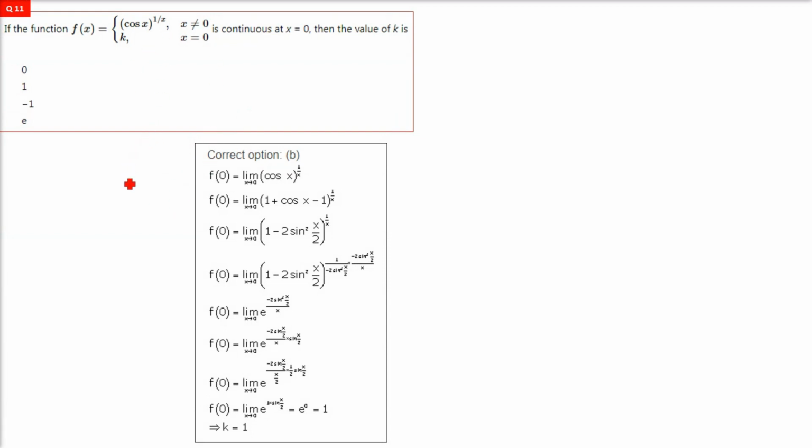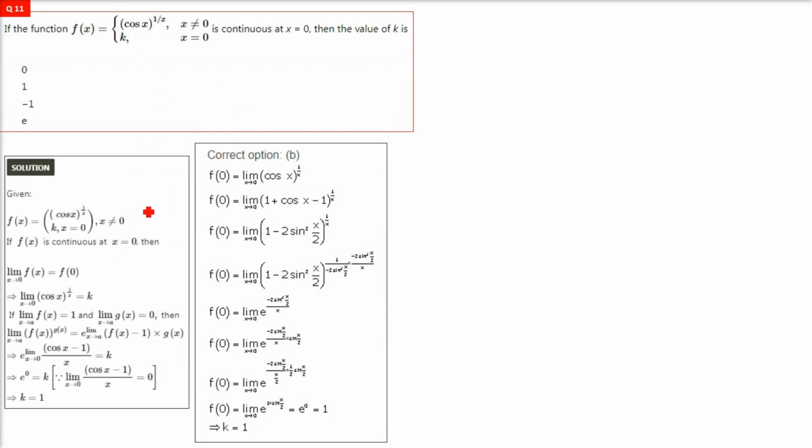So this question, we have actually two solutions here. So whichever you want to follow, you can follow that. The concept is same in both of these solutions. One of them I am going to tell you, and the second one I showed you.